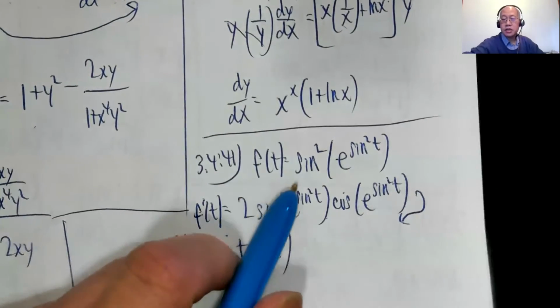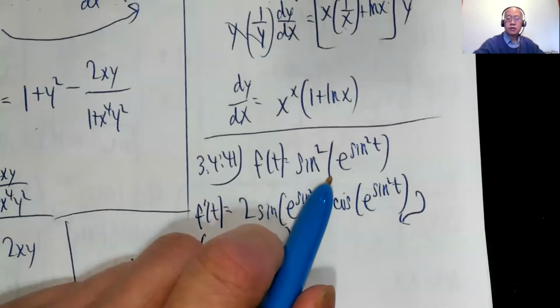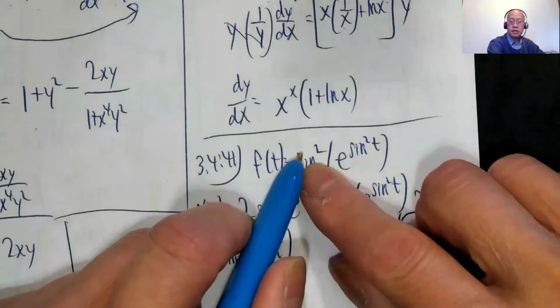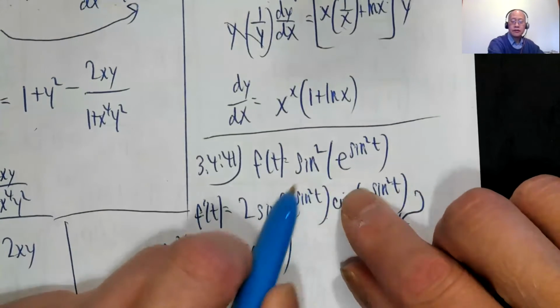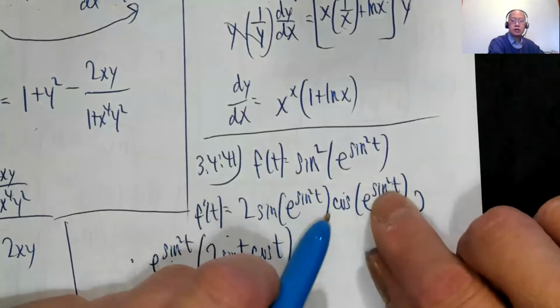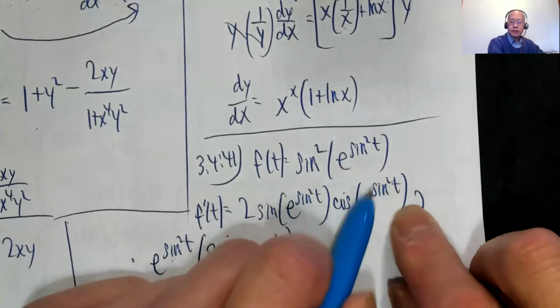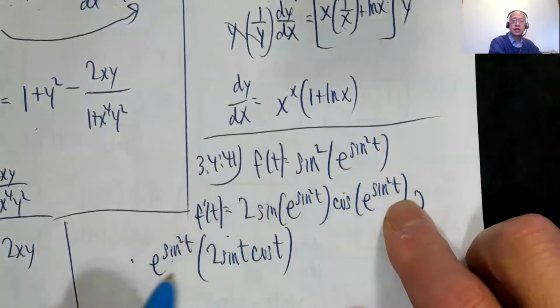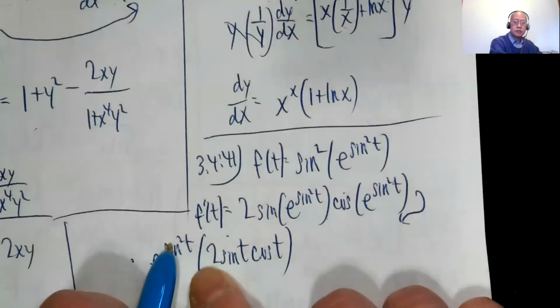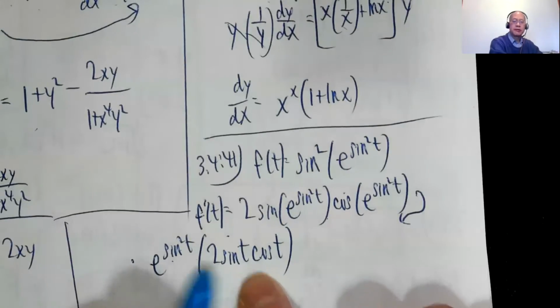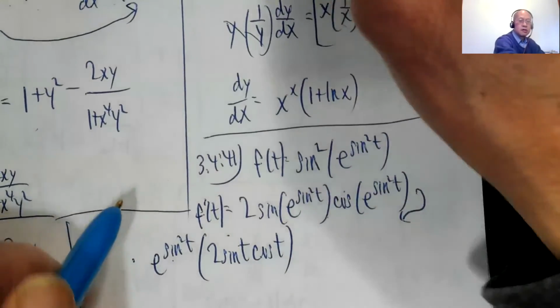3.441, f of t is sine squared of e to the sine squared t. Ultimately, you're squaring something, so the derivative is 2 sine of that times the derivative of sine of something, which is cosine of this, times the derivative of the inside. Derivative of e to the sine squared t is e to the sine squared t, times the derivative of sine squared t, which is 2 sine t, times the derivative of sine t, which is cosine t. Okay.